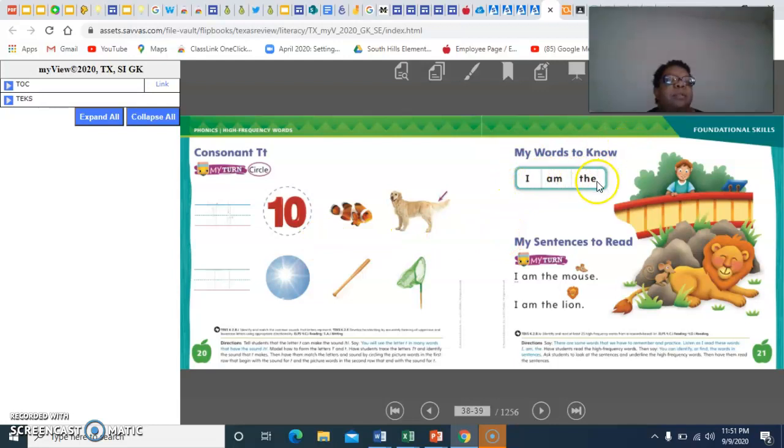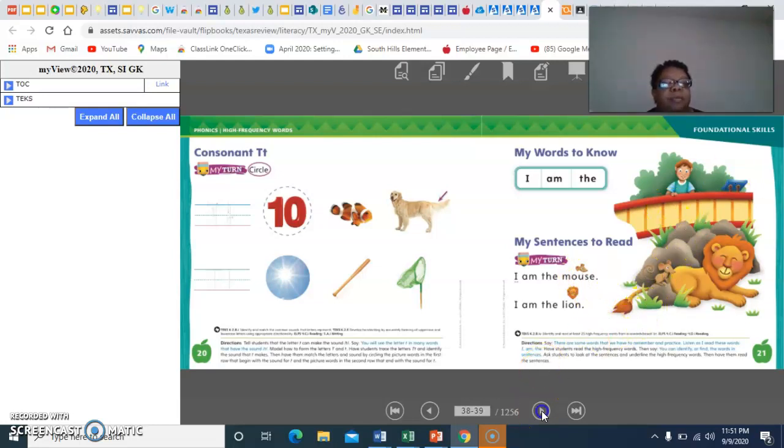Then on this side, my words to know. Here's our sight words that you'll be working on, and then it has sentences to read. So practice reading the sentences. Look at how the words are spelled. Take time and look at each sentence and pay attention to the spaces. There's periods at the ends of the sentences. See if you can match the words with the picture.